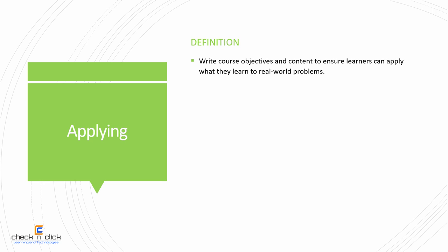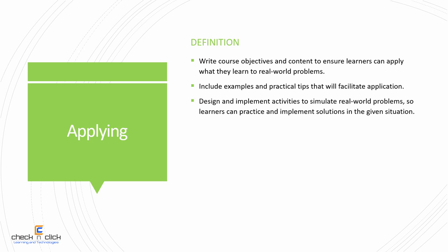To ensure your learners reach this level, write course objectives and content with tips on applying what they learn to real-world problems. This goes beyond simply presenting information. At this level, you need to include examples and practical tips that will facilitate application. For example, design and implement activities in your courses to simulate real-world problems, so learners can practice and implement solutions in the given situation. In software training, this is achieved with simulation practices.